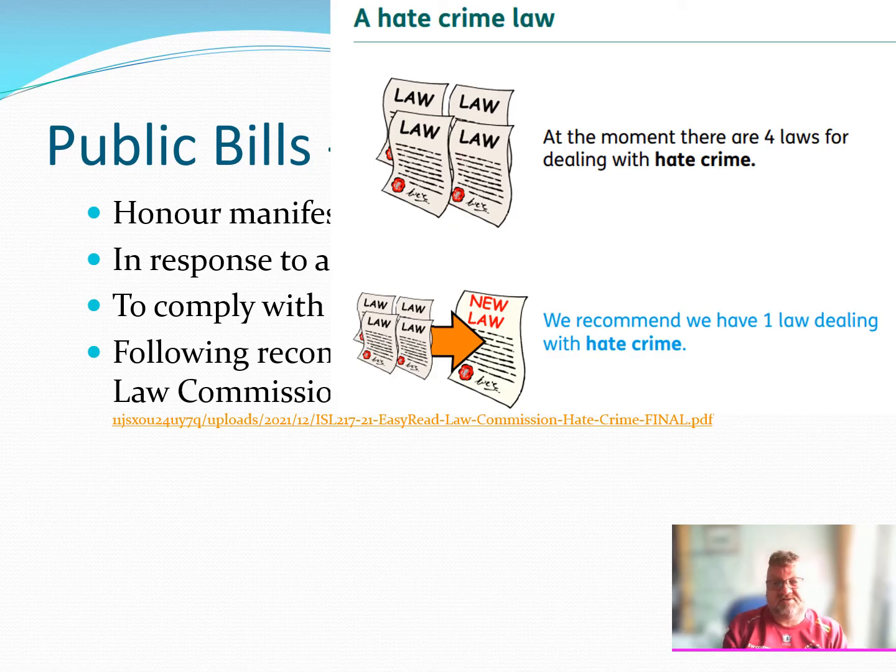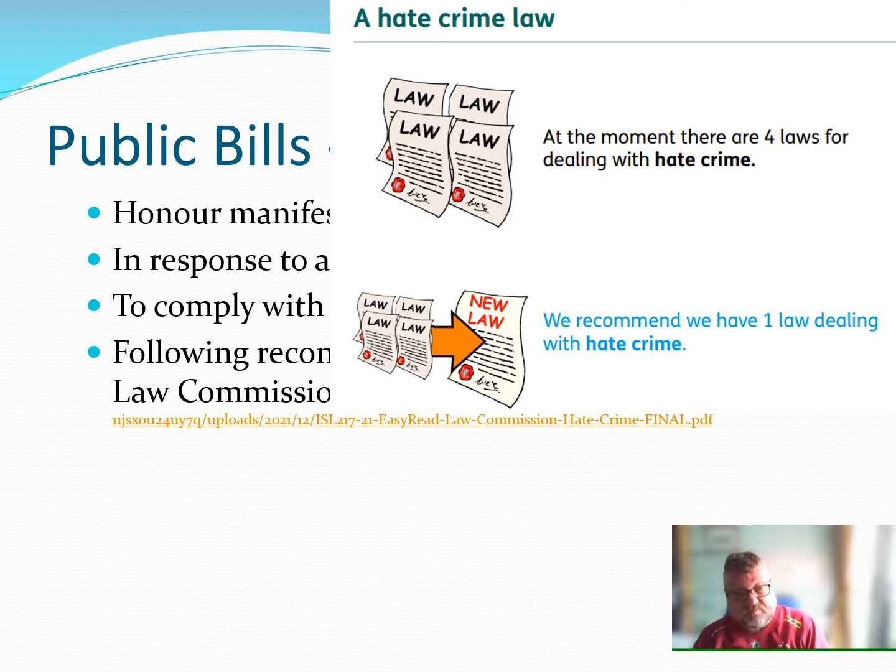But they've said, look, at the moment we've got four separate laws that all deal with hate crime, and that's not good enough, because there's been confusion as to which law applies to which situation. So what we need is to get all these four laws and move them into one new law, and the government then will look at that recommendation by the Law Commission and will then put that in as a public bill.